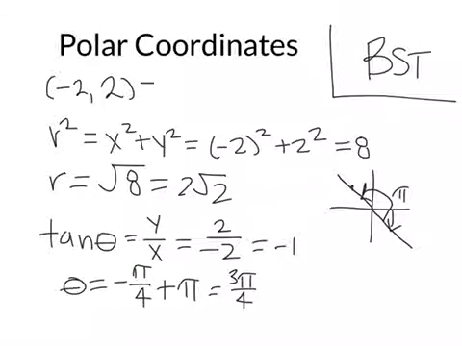So we can write this point right here in polar coordinates as (2 square root 2, 3 pi over 4).